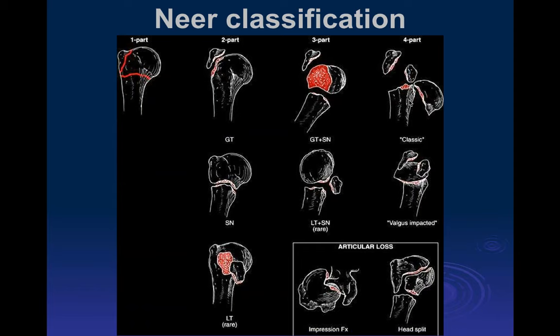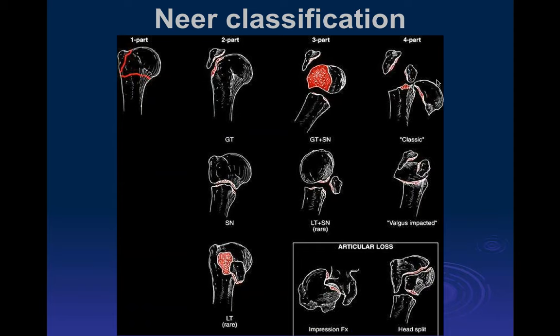Anyway, the treatment is, if you don't have a lot of osteoporosis... this usually occurs in old folks and mostly women with severe osteoporosis, and fixing these is almost impossible. So what you do is you put in a shoulder prosthesis and cement it in. Sometimes you have to do a total shoulder replacement, but you usually save that for another time. Acutely, the best thing to do is just put in a prosthesis and get the patient moving.